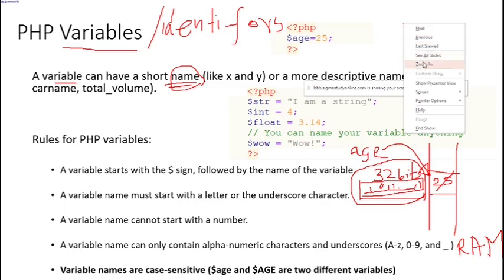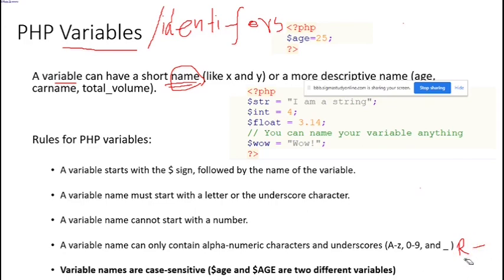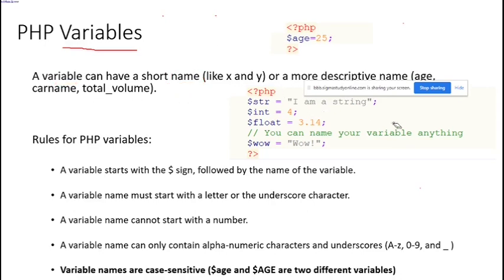And then remember the other one here is that in PHP, when you are creating variables, you have to use the dollar sign like this.